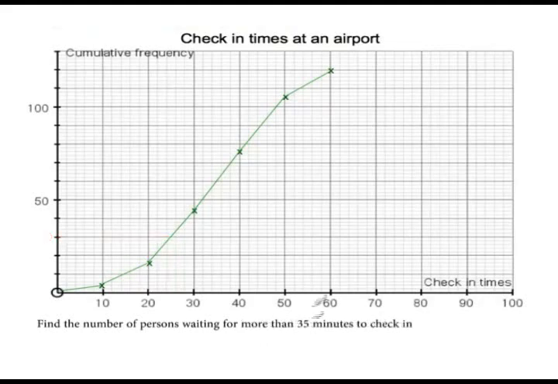Question 2. The number of people waiting for more than 35 minutes to check in. Again, the person waiting for exactly 35 minutes is not included. We go to 35 minutes, draw a line up and then across. And the value here is 59. So the 59th person is waiting for exactly 35 minutes. Everyone else up to the 120th person waits for more than 35 minutes. So we have 120 minus 59, giving us 61 persons.